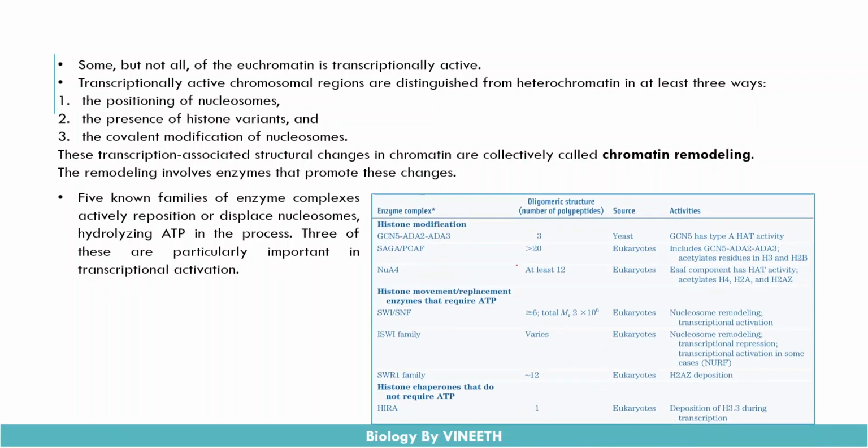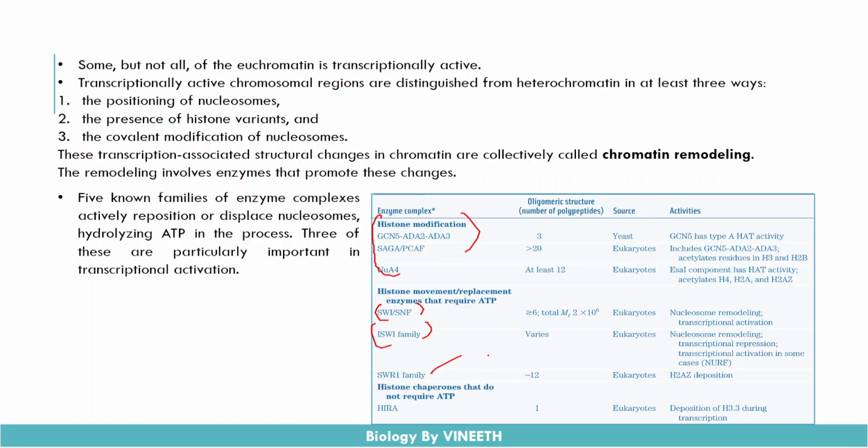Okay, so 5 known families of enzyme complexes actively reposition or displace nucleosomes, hydrolyzing ATP in the process. 3 of these are particularly important for transcription activation. So I have given you 5 different families of these chromatin remodelers. One is the histone modification complex, and we have the SWI/SNF proteins over here, and one is the ISWI family.